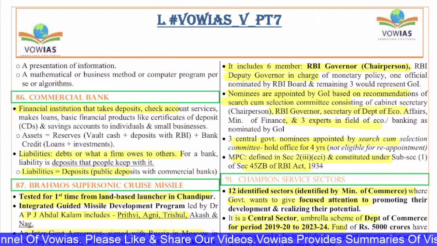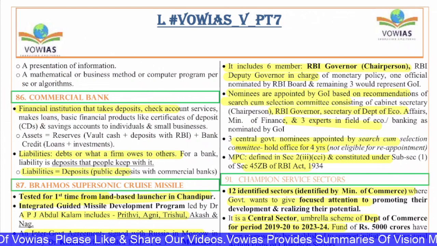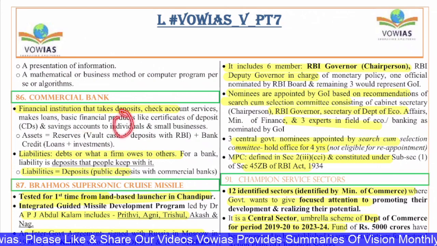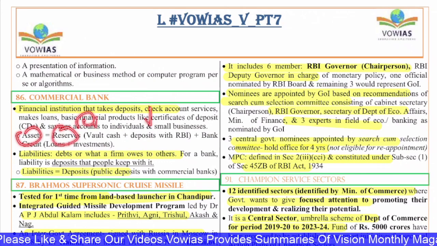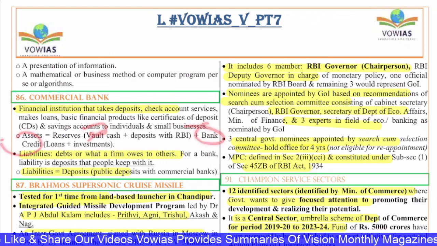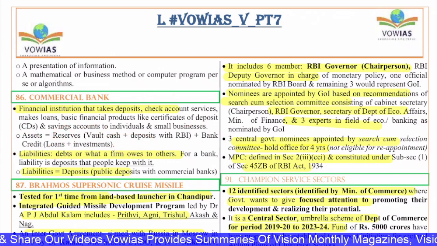The financial institutions that take up deposits, provide checking account services, make loans, and offer basic financial products like certificates of deposit and savings accounts to individuals and small businesses. Assets are reserves, that means vault cash plus deposits with RBI, plus the bank credit, that means loans and investments. Liabilities are the debts, or what a firm owes to others.